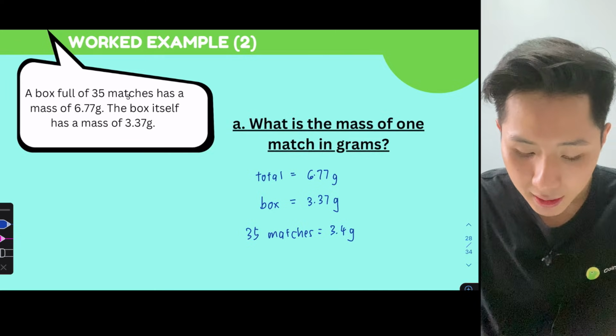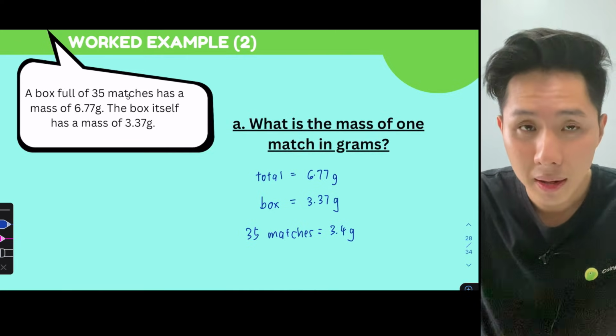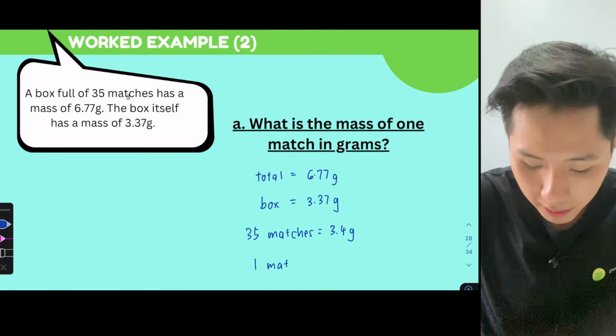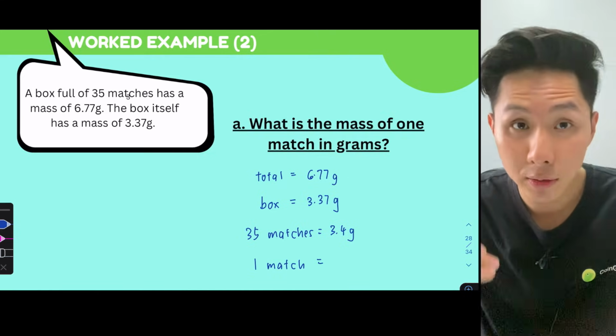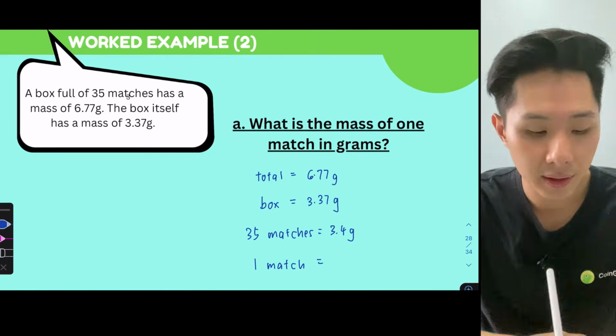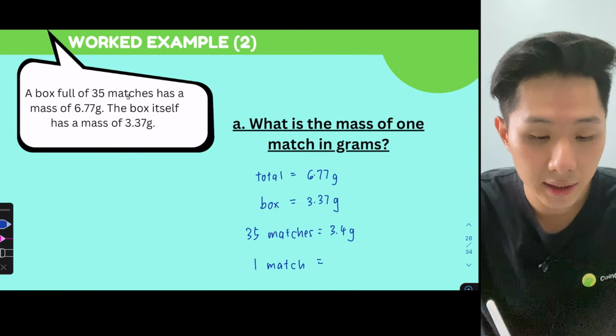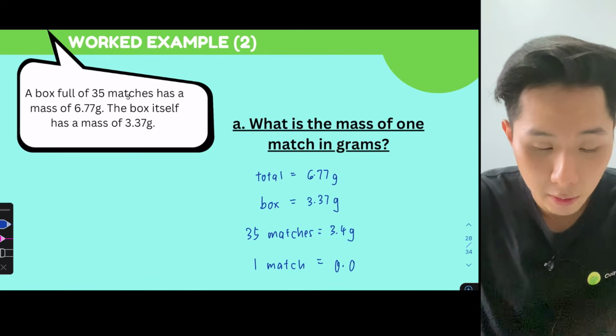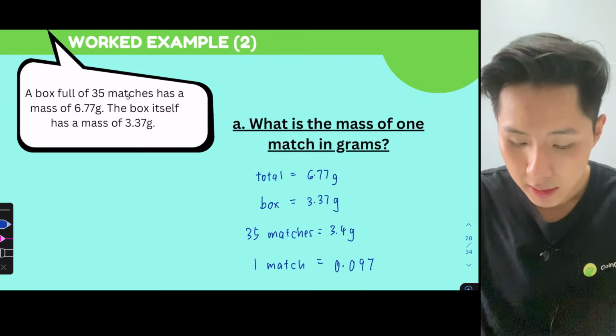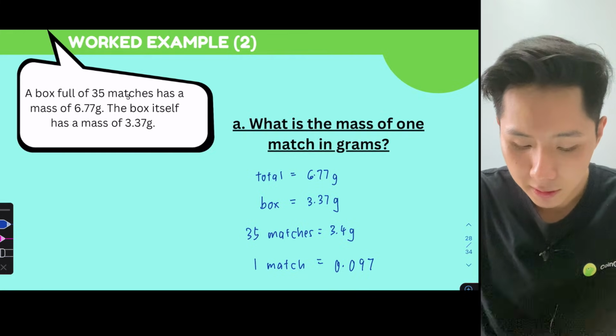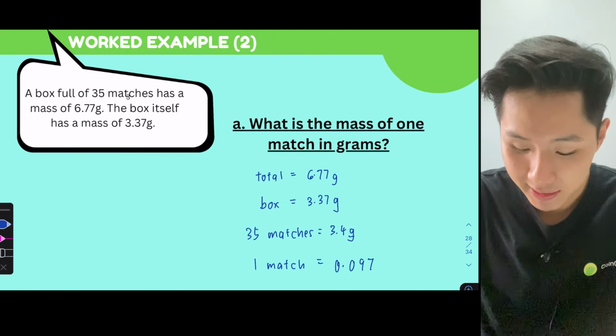gram. And in order to find the mass of one match, you can basically divide 3.4 by 35. And the answer you get is, remember, 3 significant figures, 0.097. What about the unit? It's the same as the gram here.